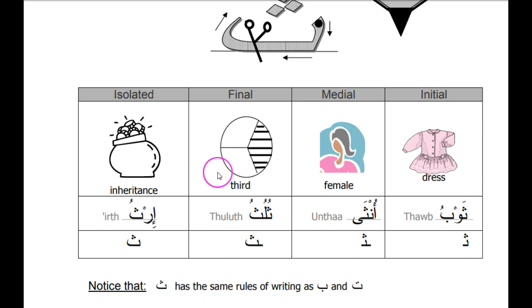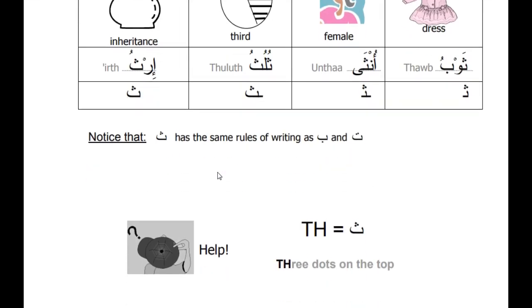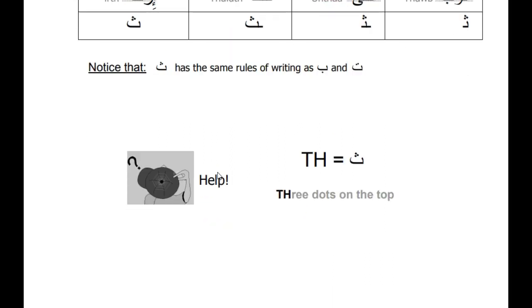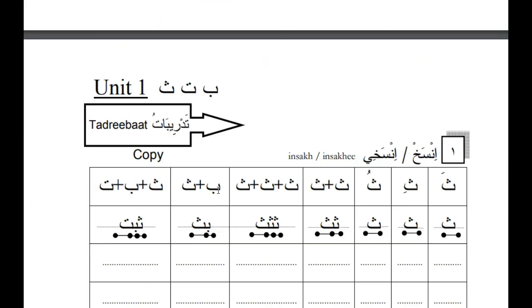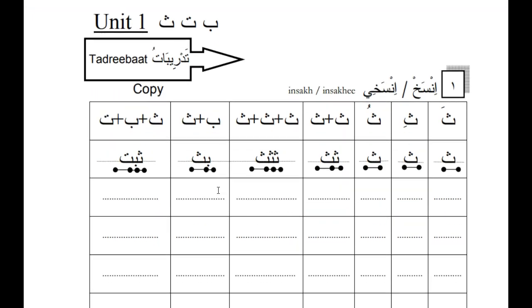So tha has the same rules of writing as ba and ta. 3 dots on the top. 3. That's the pronunciation also of tha. Okay. This exercise is for you to do at home. Just write the letters, join some of them, practice the writing.